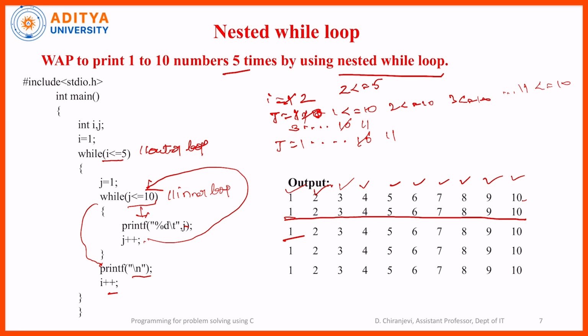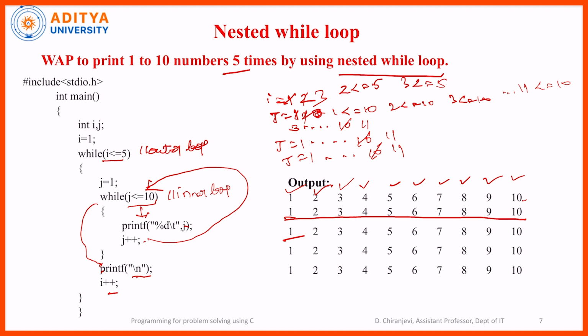Now this time i value is 3, it will check 3 less than or equal to 5, it is true. Now again it will set j value equal to 1. This time also, the third time also, j value is true up to 10, and when it is 11 it will become false. When it is false at j value 11, control will be transferred to outside the inner loop.